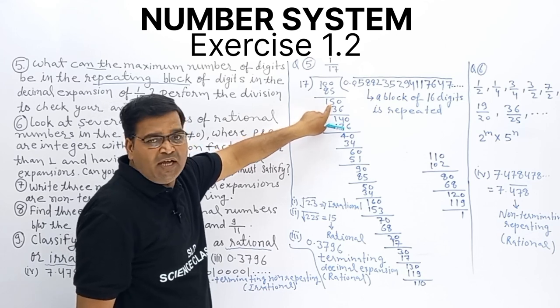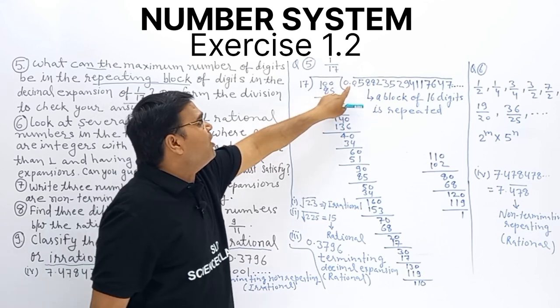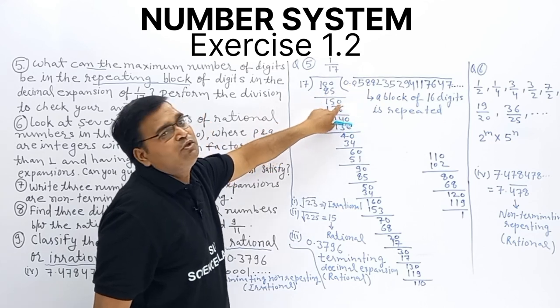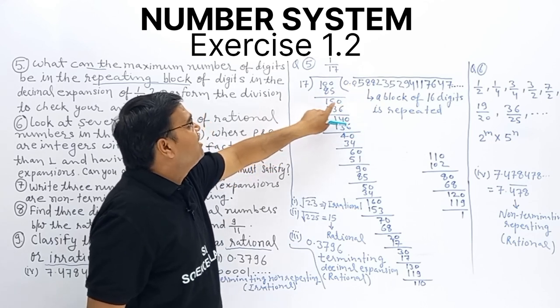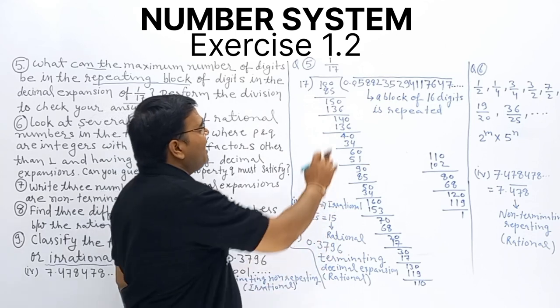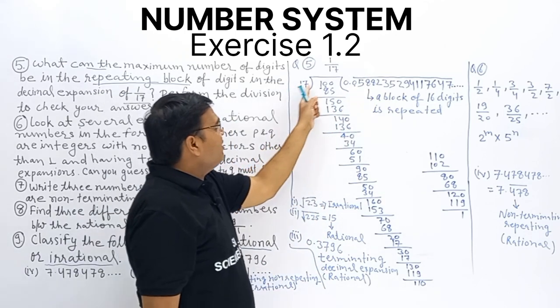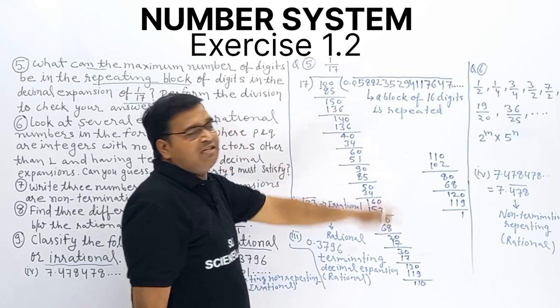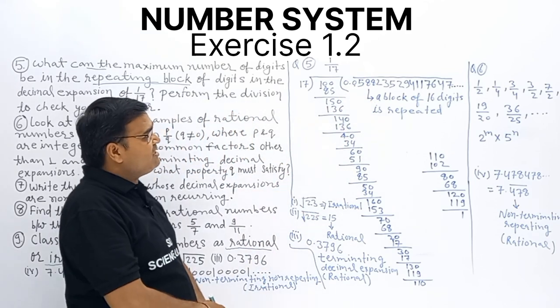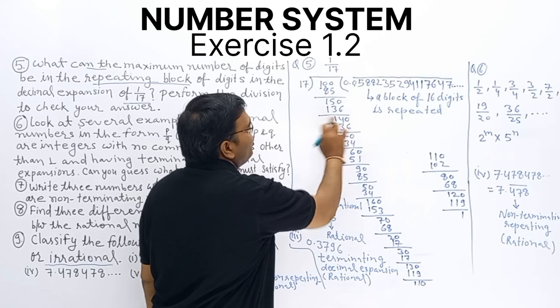Now again it is smaller, we require 10, but the point is there, so we can use 0 directly. 150. Now how many times is it going? 8 times. 17 8s are 136. Remainder is 14.